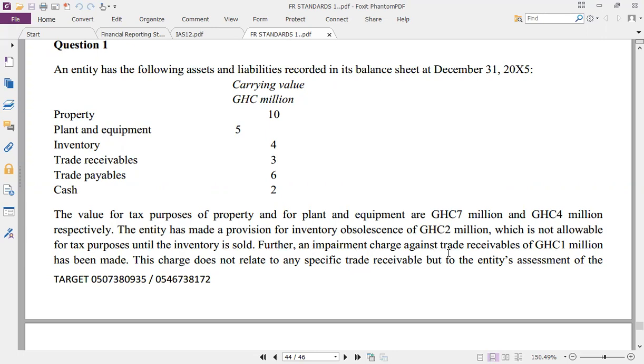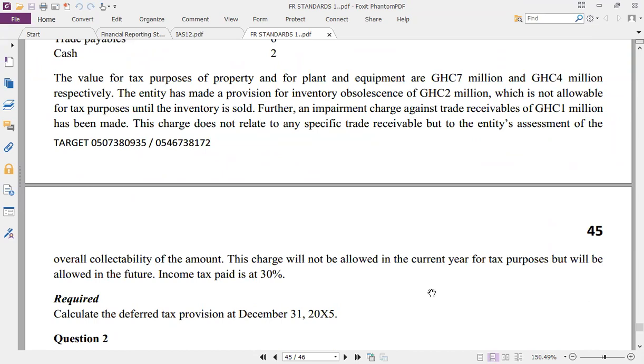Furthermore, an impairment charge against trade receivable of 1 million has been made. So that means from this trade receivable, they have subtracted 1 million, and the tax authority will not agree. So what do we do? We have to add it back in order to get what? The tax base. And this charge does not relate to any specific trade receivable, but to the entity's assessment of the general, overall collectability of the amount. This charge will not be allowed in the current year for tax purposes, but will be allowed in future. Great. Income tax is 30%.